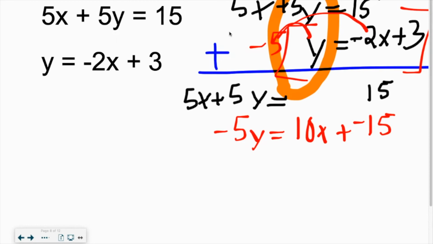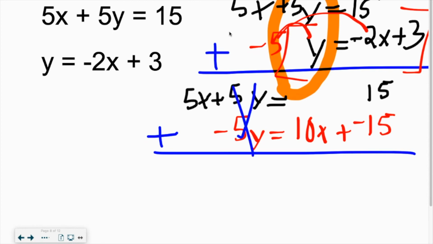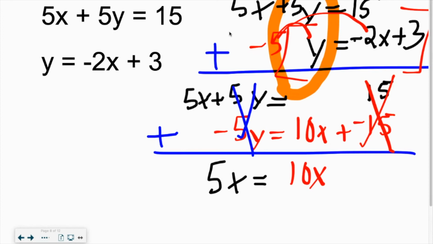Again, we did that because our goal is to be able to add. Yes, you can subtract if that's what your teacher wants to do. I'm going to show you the adding because that's the steps we have. We did that because these guys cancel. We're left with 5x on the left side equals, here's the 10x, and then, well, those guys cancel. That's all right. So we solve this equation.